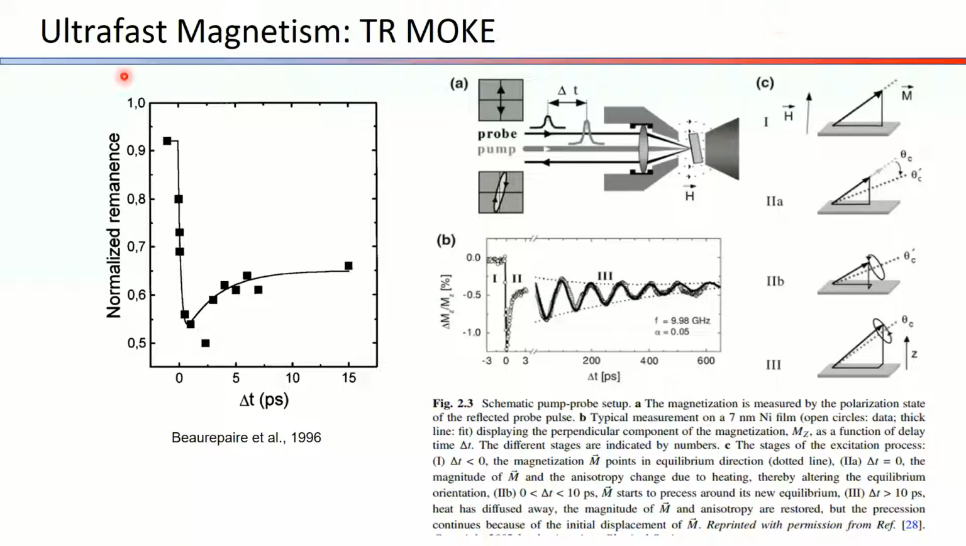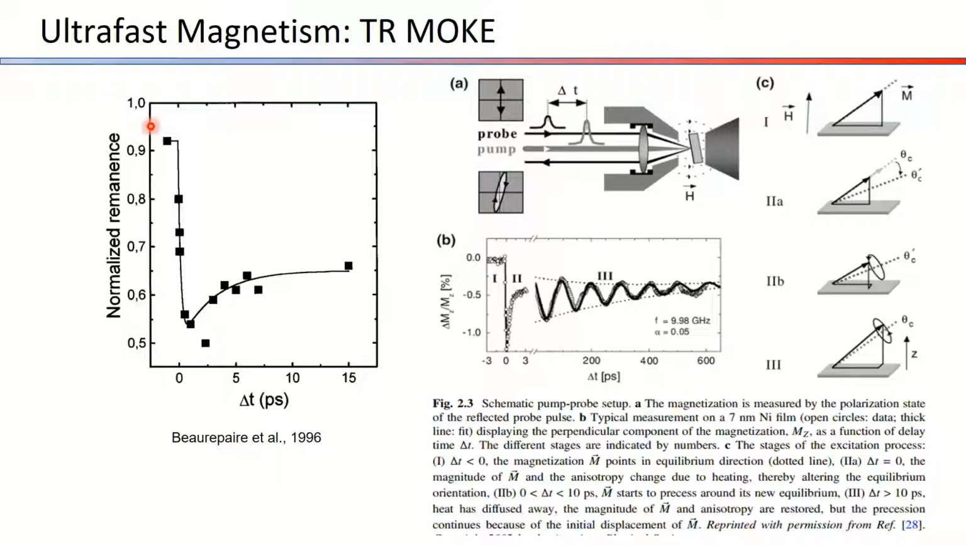And here is the ultrafast magnetism, time-resolved magneto-optical Kerr effect, or TR-MOKE. The first observation of the magnetization dynamics on the sub-picosecond timescale was made by Professor Beaurepaire et al. in 1996, as reproduced in this figure. This is the time delay in the order of picoseconds, and this is the normalized remanence. Experimentally, it was found that a nickel thin film can be demagnetized on the sub-picosecond timescale after excitation with a 100 femtosecond laser pulse.